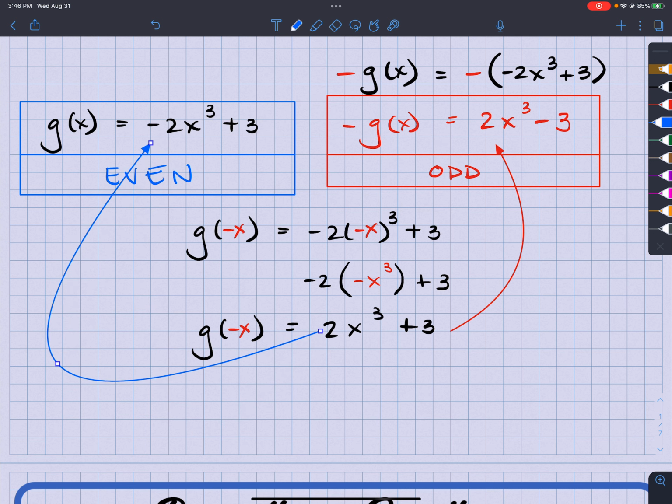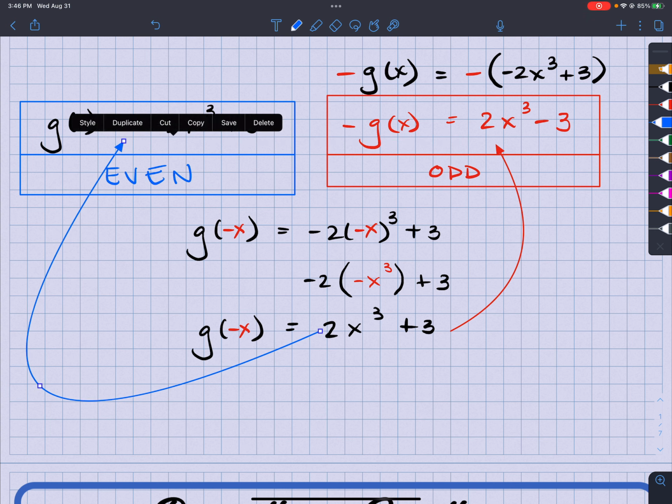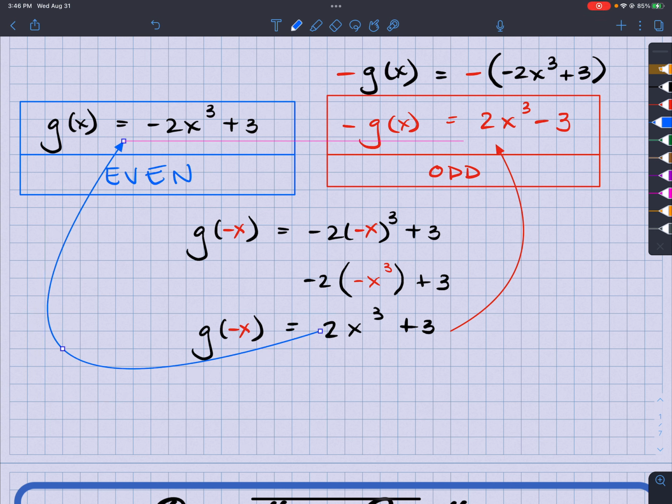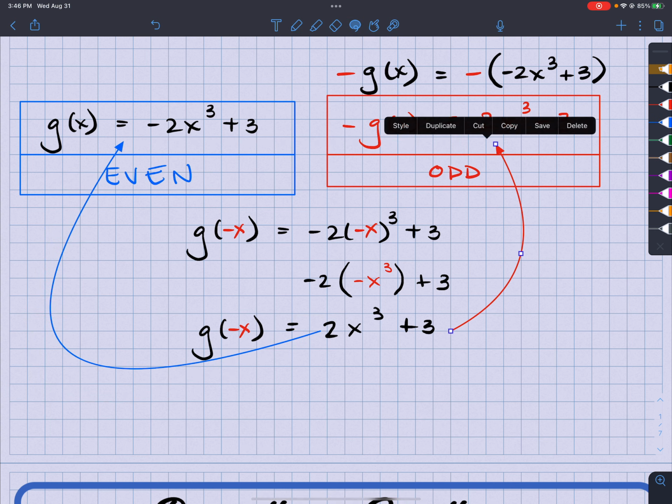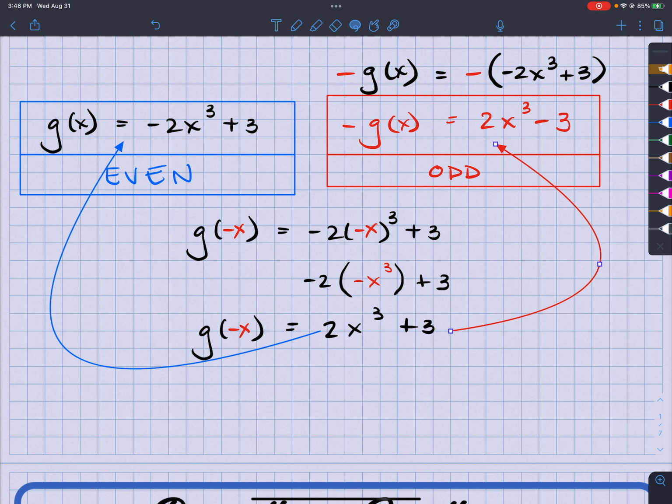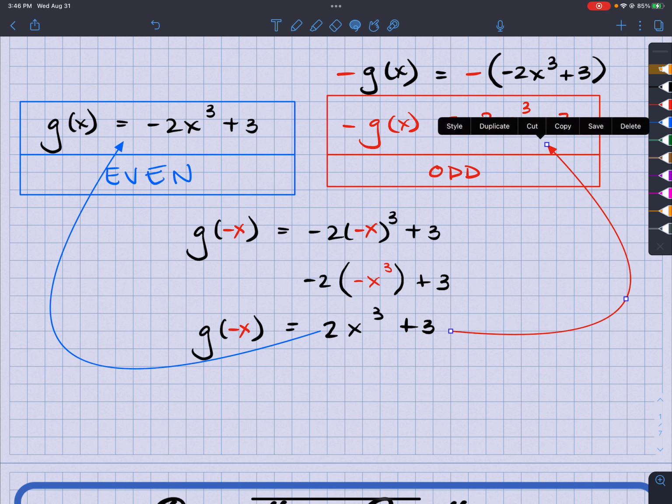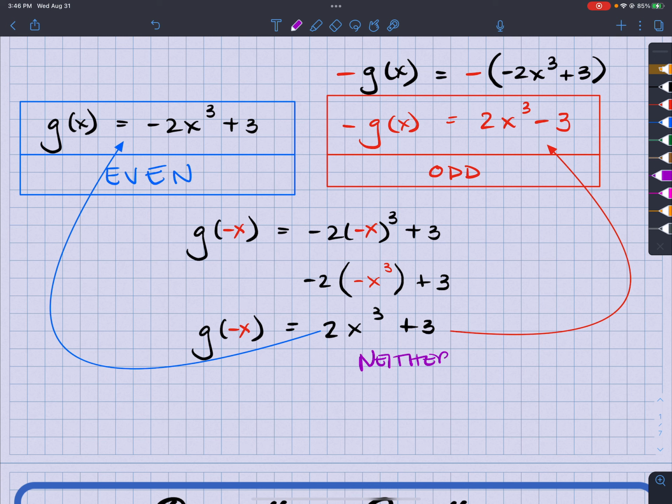Right? So that's my actual question: does it look like either one? And the answer is no, it does not. It doesn't look like either one. So therefore, in this case, this is going to be neither.